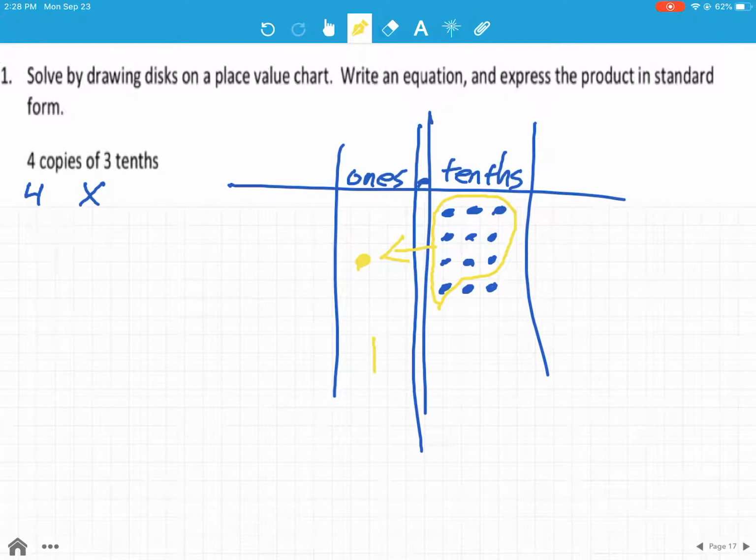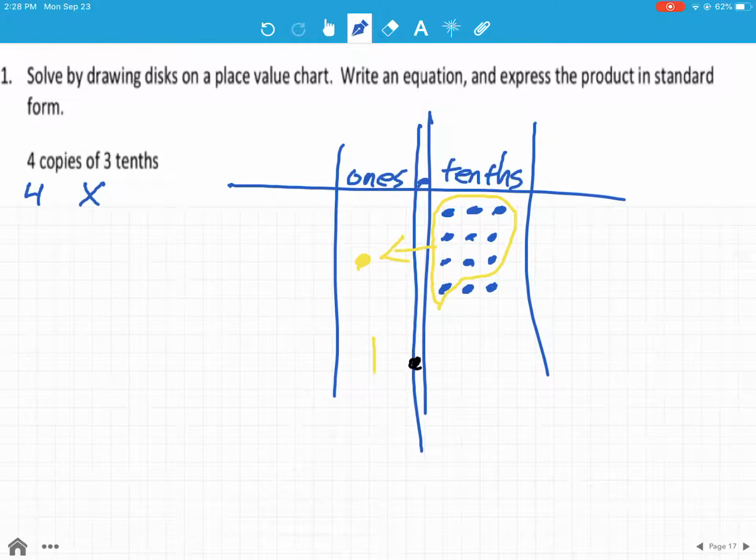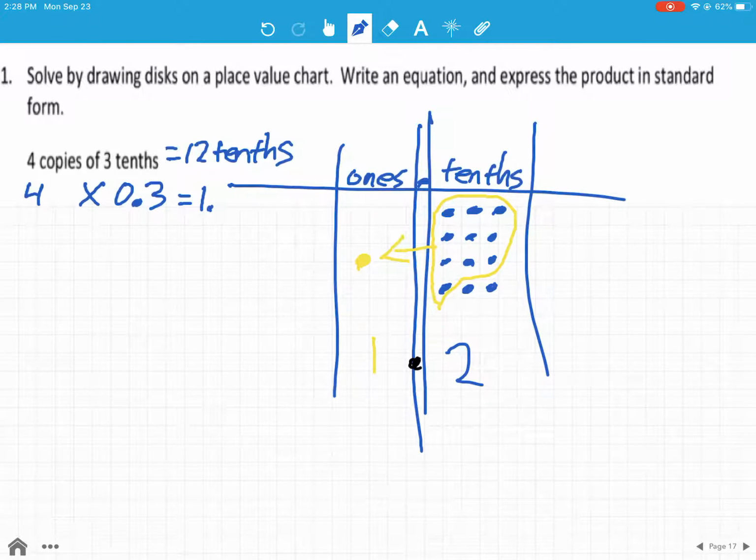That gives me 1 and 2/10. Alright, so how does that look in standard form? Well, 3/10 is 0.3. So 4 times 3/10 equals 12/10, which is equal to 1 and 2/10. All right, moving on. Let's do it again.